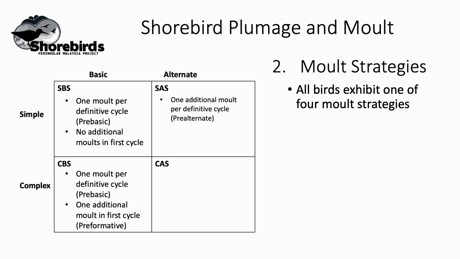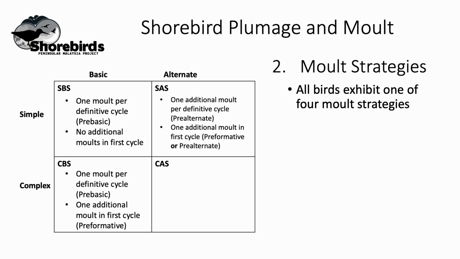The third one is the simple alternate strategy, and that is 1 additional molt in the adult cycle, which is the pre-alternate molt leading to alternate plumage, and one additional molt in the first cycle as well, which could be pre-formative molt or it could be pre-alternate molt, but not both.